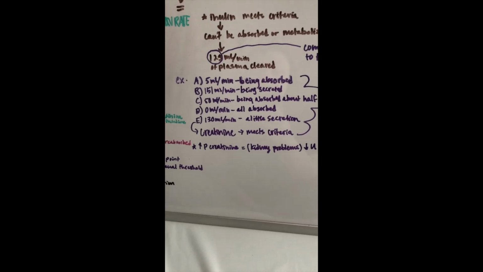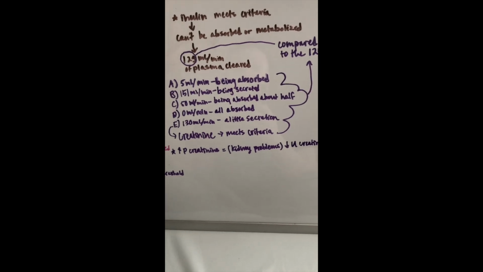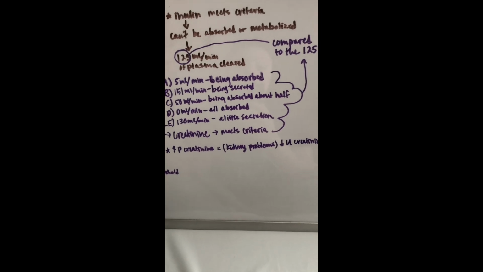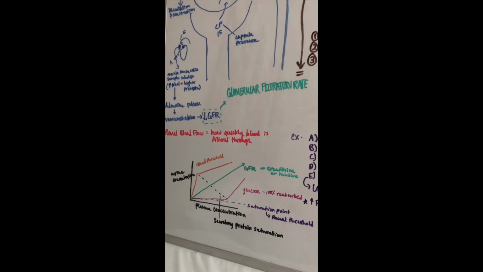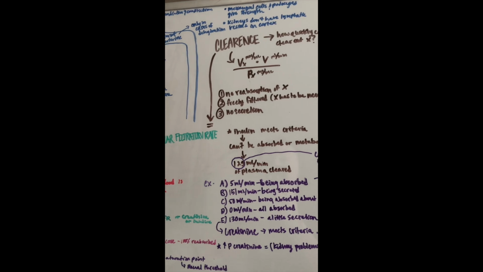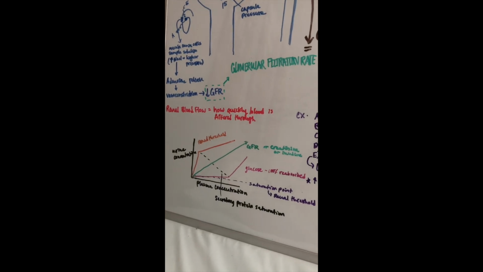Increase in P creatinine is how you know that you've got a kidney problem, and that's also going to lead to decreased U creatinine. So renal blood flow is how quickly blood is filtered through. So we've got clearance, which is how quickly can I clear out the solute, and then renal blood flow, how quickly blood is filtered through.